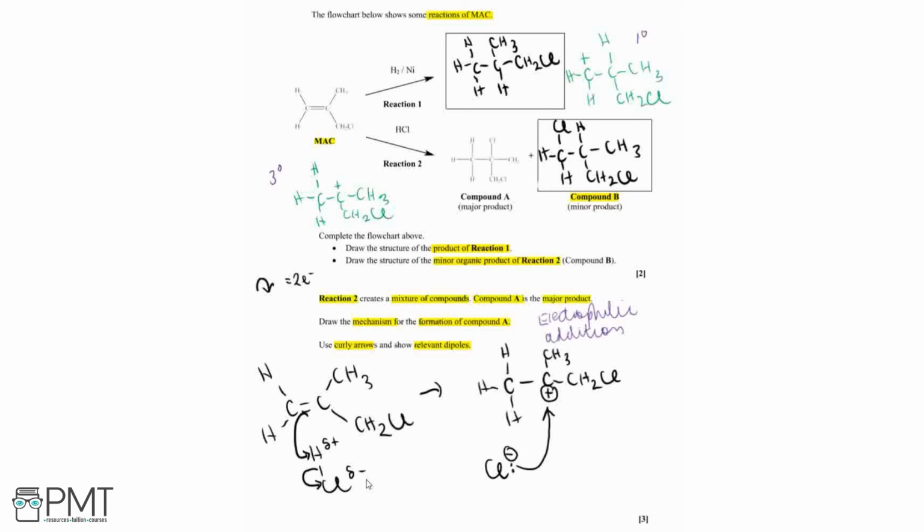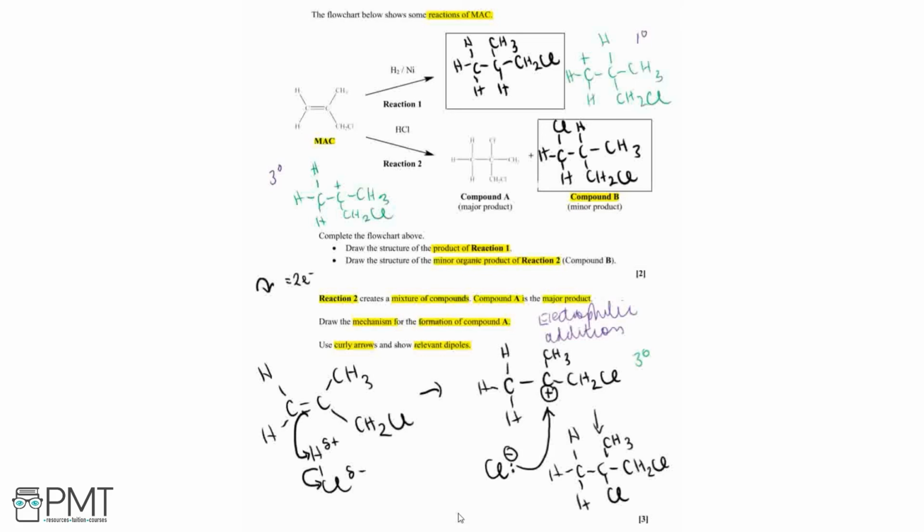carbocation there. Those electrons are going to be flowed onto that carbon, forming a new bond, and therefore we're going to produce this compound here. This is going to be our major product because it's gone via the most stable intermediate, the most stable carbocation, which is the tertiary carbocation, because the carbon has got 3 other carbons bonded to it, making it the most stable.